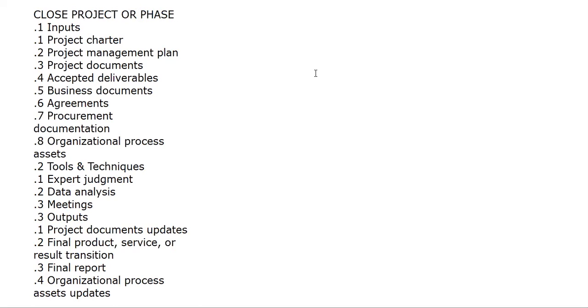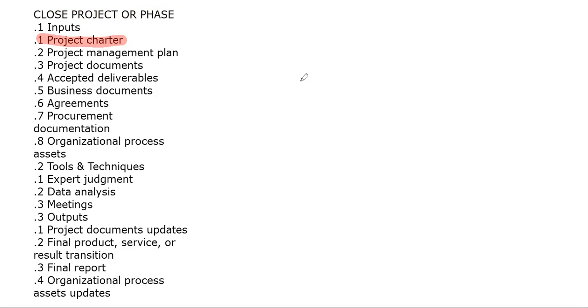All right, taking a look at close project or phase, what do you notice right off the bat? Well, you notice that not every process has got the project charter as an input. That's not extremely unique, but it does need to be noticed. There are not many processes that do that. There are a number of them that are Plan X management, but this is all the way down in close project or phase. That needs to jump out at you, okay?